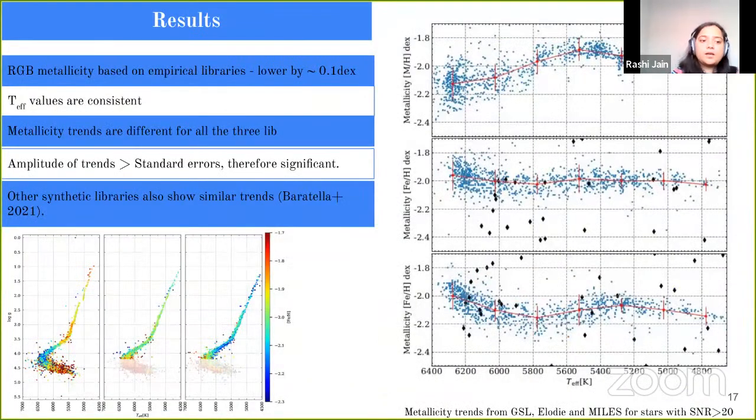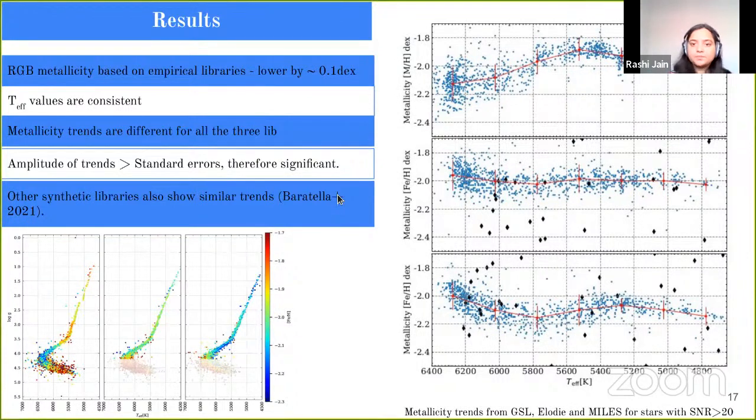In our study, we only focus on the stars from the turnoff to the giant branch, because we want to see the trend from turnoff to giant. Also because the stars in the main sequence have signal-to-noise ratio of less than 20. So we only want stars with good signal-to-noise ratio to see what the trends are. On this panel here, we see the metallicity values versus effective temperature for turnoff to the giant branch. The first panel shows the theoretical library, GSL, and the bottom two panels show ELODIE and MILES respectively.